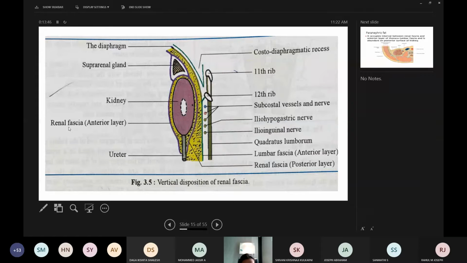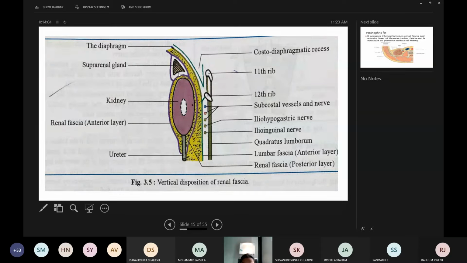If we trace it vertically, this is the upper pole of the kidney. The two layers merge with each other and split again to enclose the suprarenal gland. You can see the suprarenal gland, the gland present above the kidney, above the upper pole of the kidney.